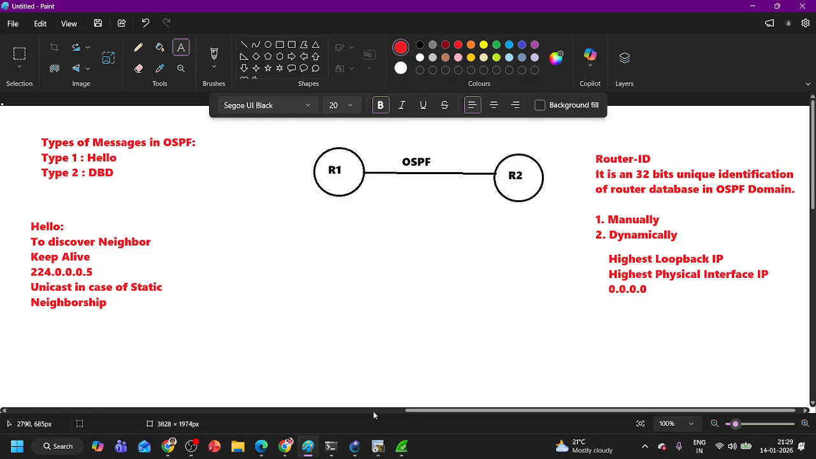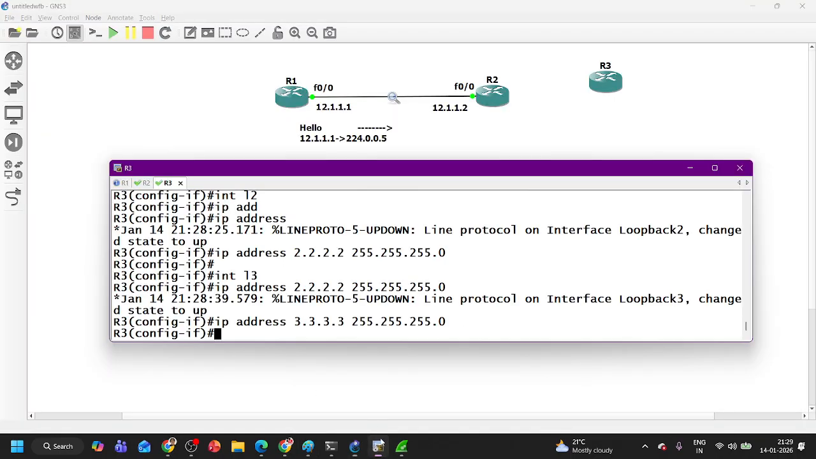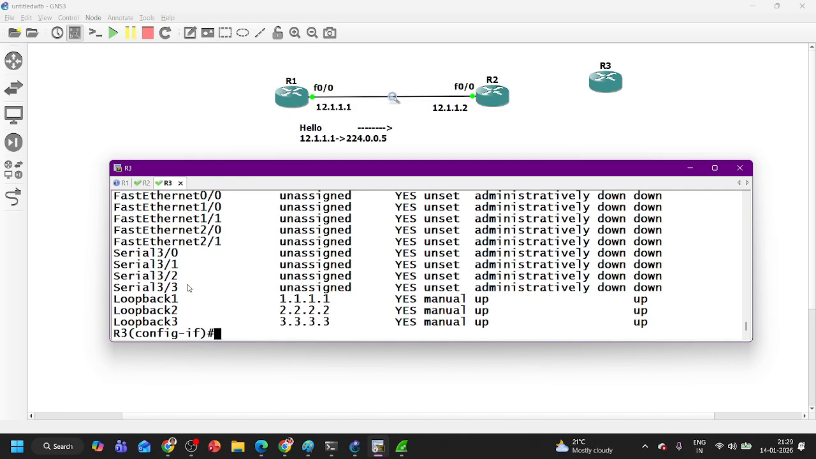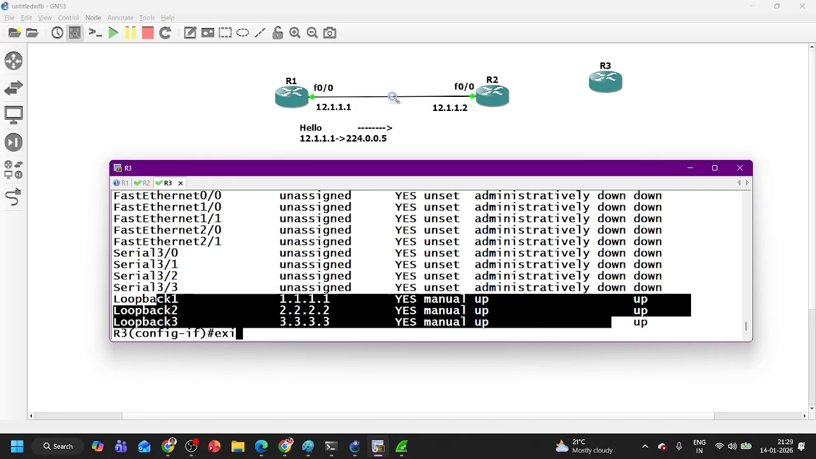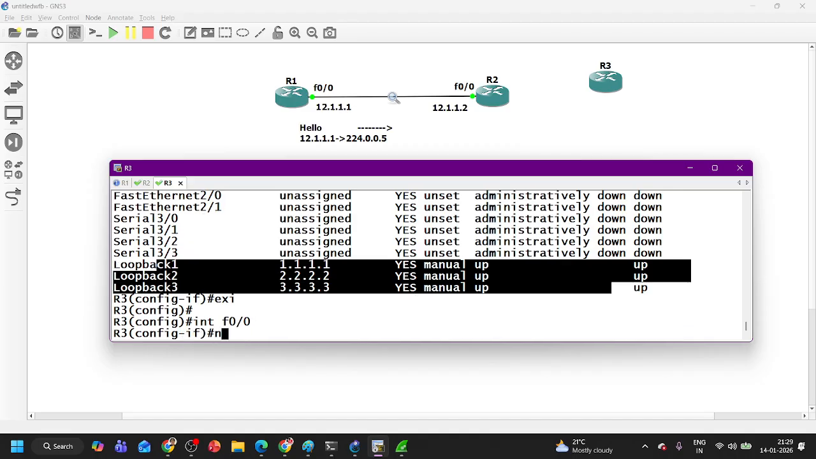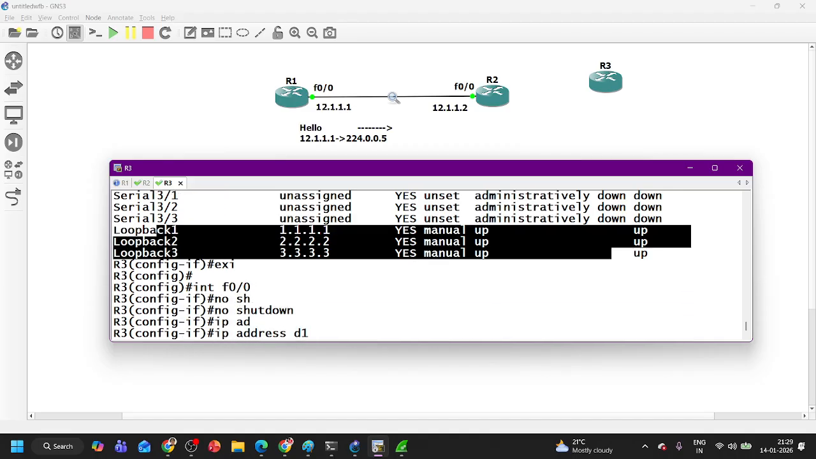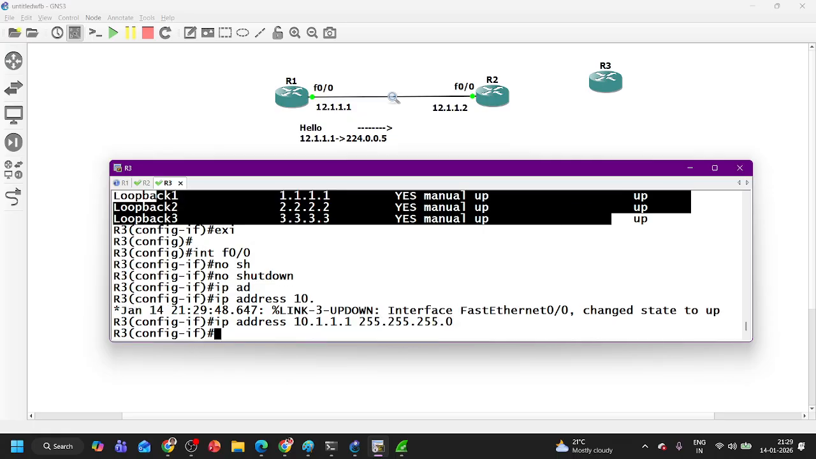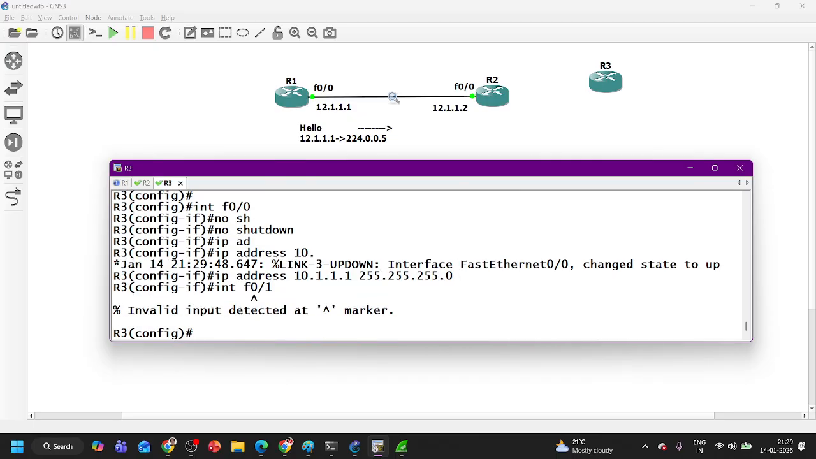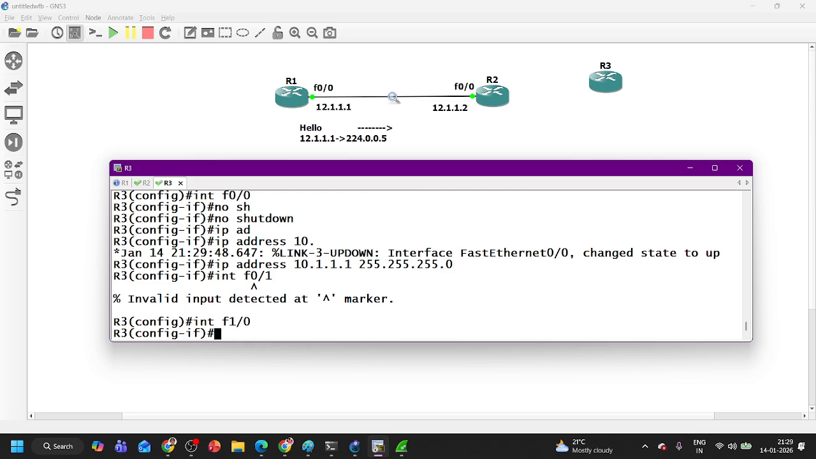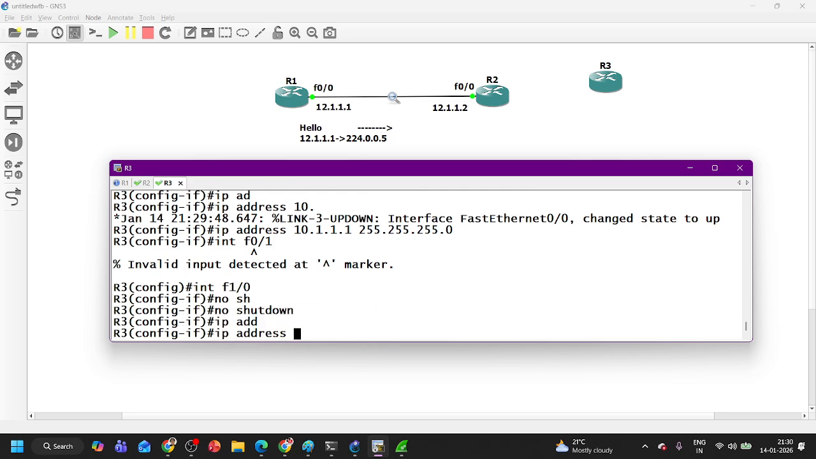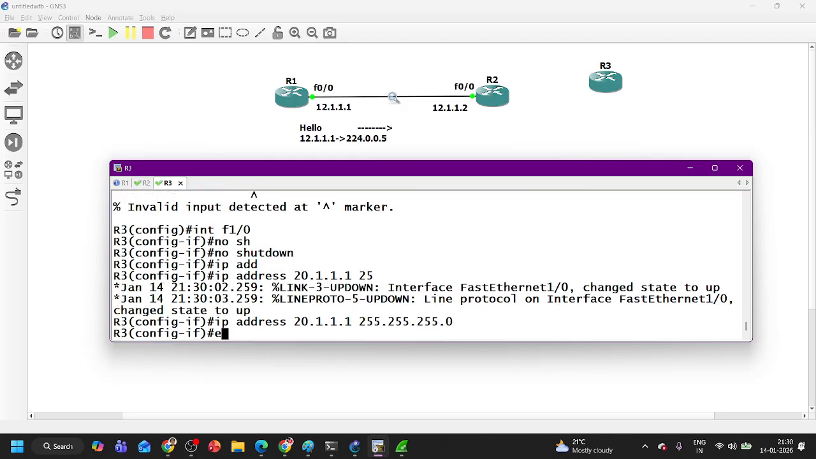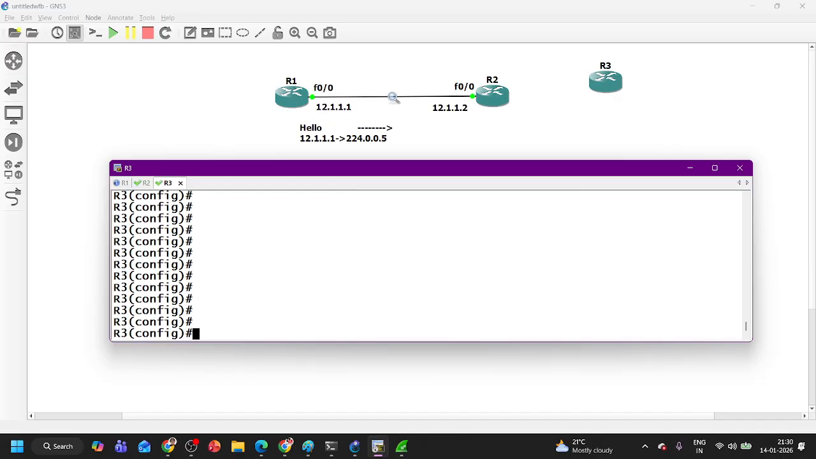So on router number 3, I have two loopbacks. You have seen this. Do show ip interface brief. 3 loopbacks are there. I'm also going to configure interfaces. Interface F0/0, no shutdown, and IP address 10.1.1.1 255.255.255.0. Interface F0/1 or 1/0, no shutdown, IP address 20.1.1.1 255.255.255.0. I think the line protocol of these interfaces will not come up. Let me see.